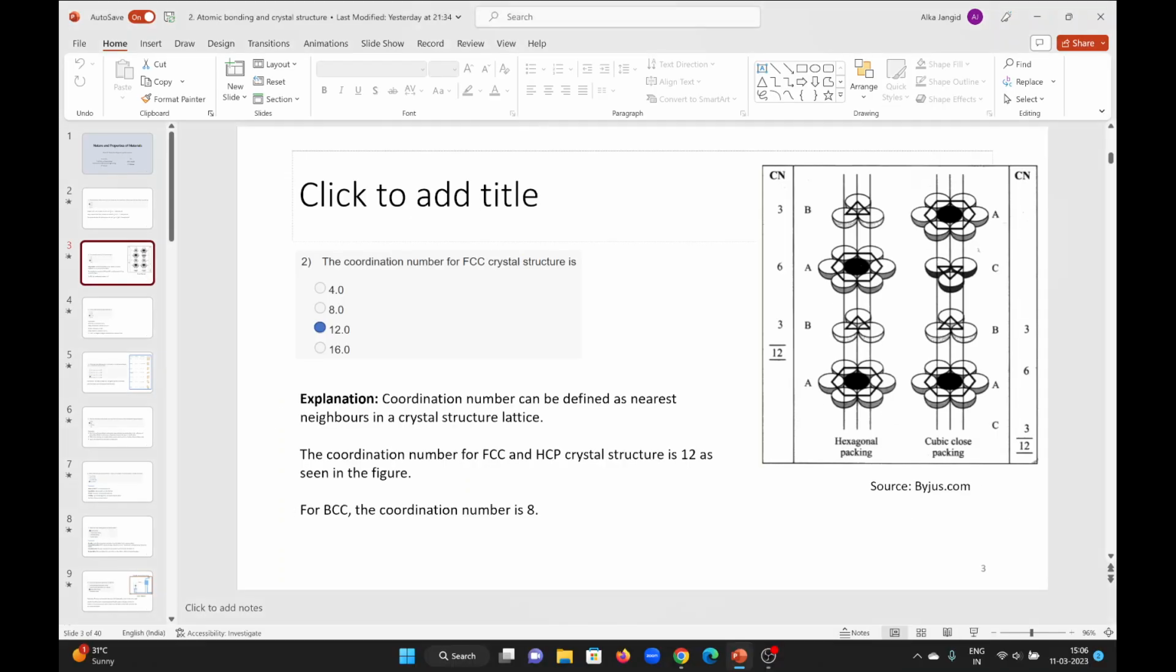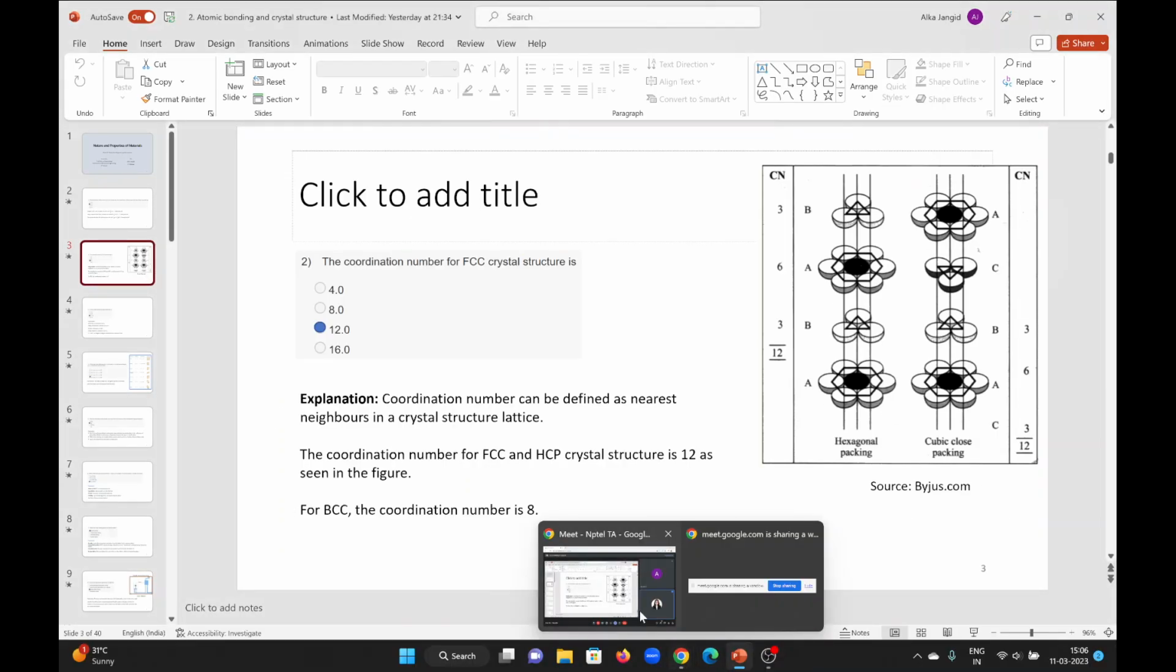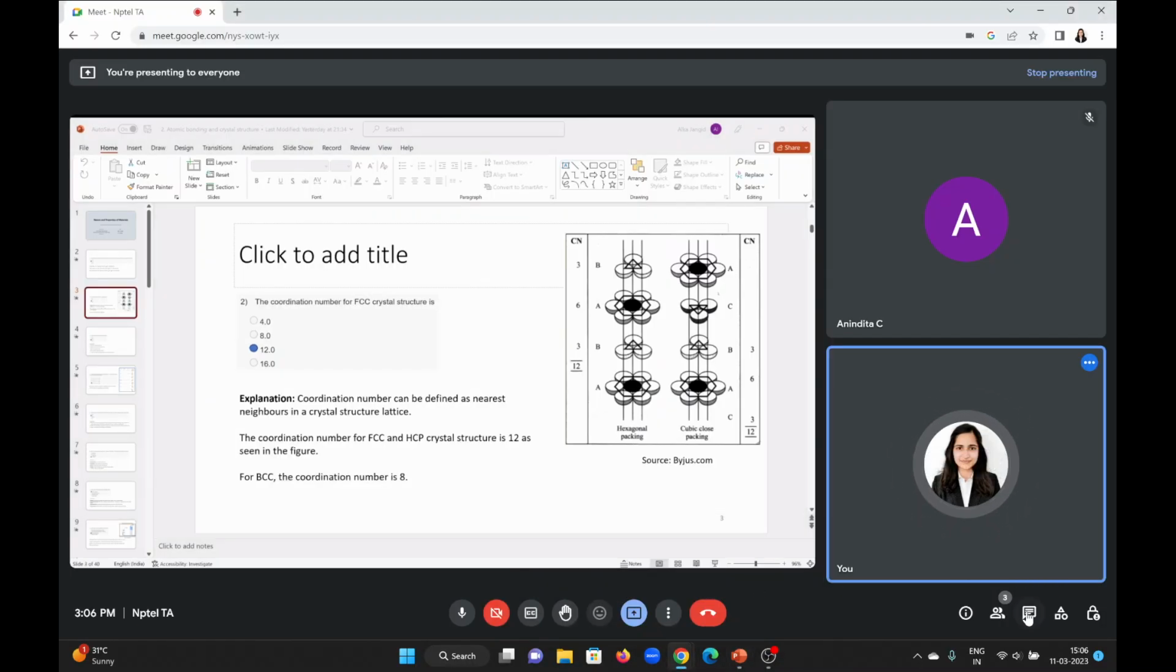Now the third question. You can try and solve it in the chat box also. If you know the answer, you can write it in the chat box, and if you have any query, you can ask by unmuting yourself.